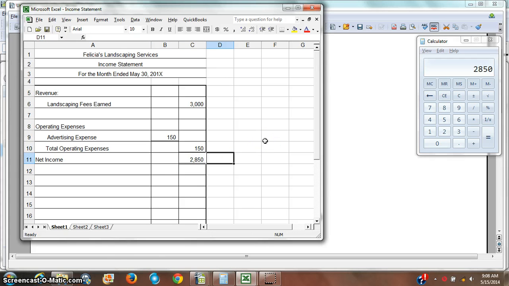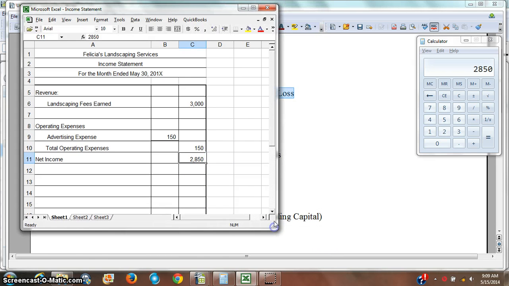You might have heard the expression, the bottom line. This right here is the bottom line. And now I've finished creating my income statement. Up next is the statement of owner's equity.